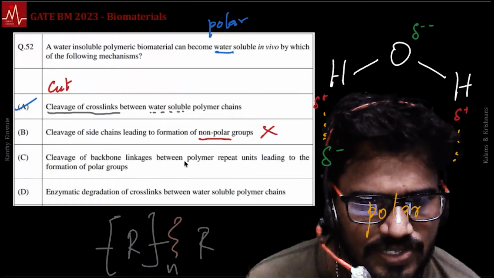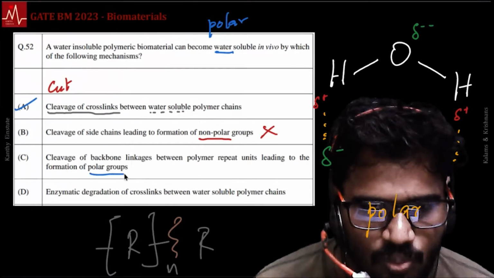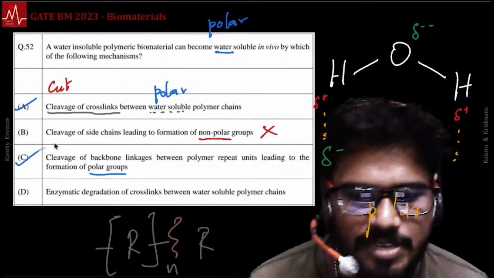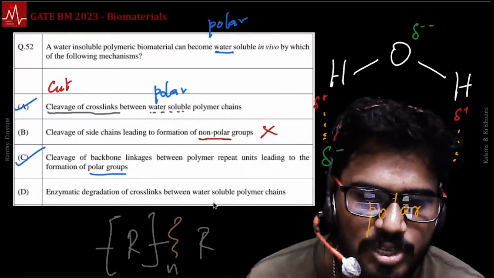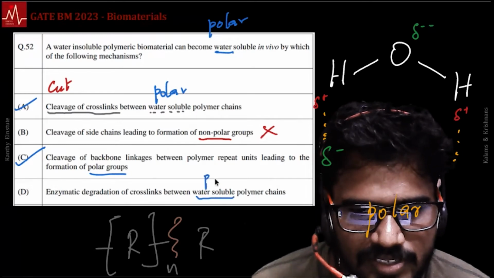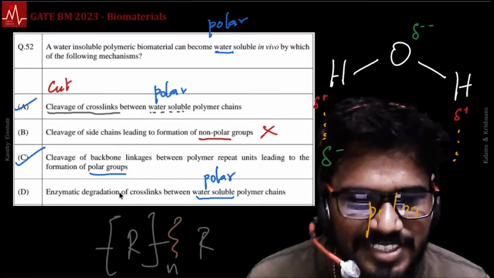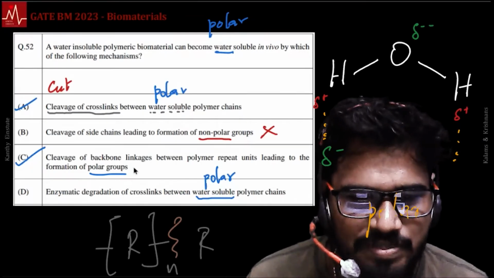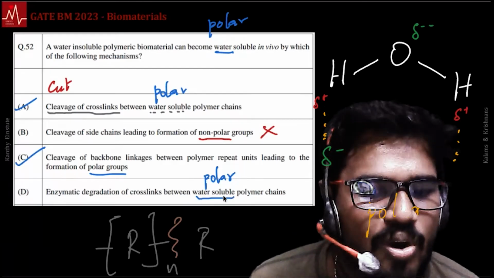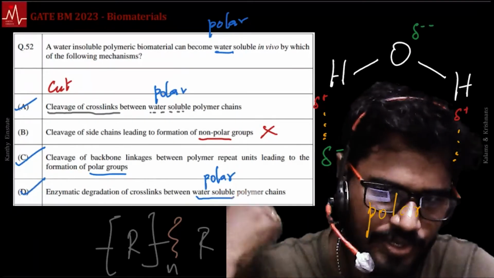Cleavage of backbone linkages between polymer repeat units leading to formation of polar groups. Again, at the end of the day, water soluble is typically polar. Forming more polar groups, it becomes soluble. Enzymatic degradation of crosslinks between water soluble proteins. It doesn't matter where the polarity is coming from, by cutting, degradation. Cleavage, cutting, crosslink, backbone, it doesn't matter. But if you end up creating more polar or water soluble groups, it's going to be more water soluble. That's it.